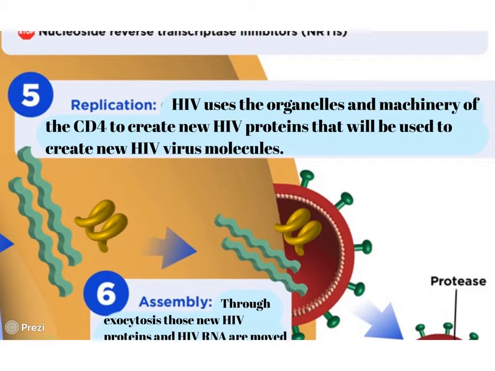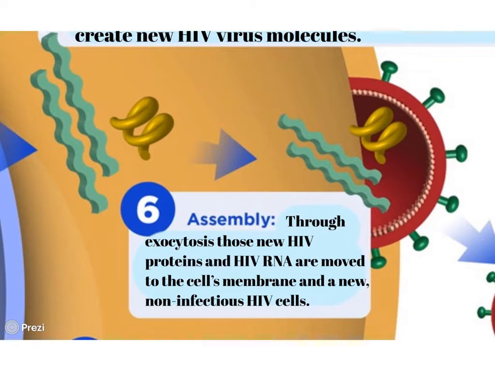After HIV has integrated into the CD4 cell's DNA, the virus begins to use the machinery and organelles of the CD4 cell to create HIV protein chains that are building blocks for more HIV. During assembly, those new HIV RNA and HIV proteins move to the surface of the cell through exocytosis and assemble within a vesicle into immature or non-infectious HIV.